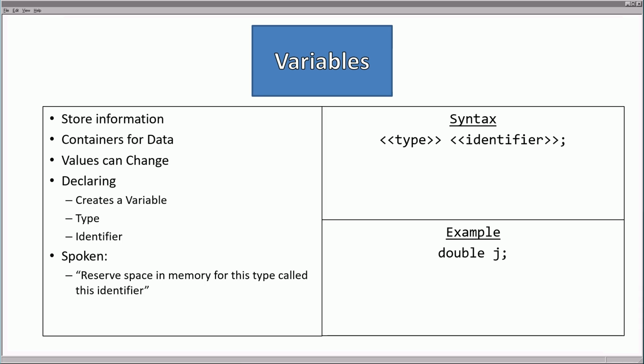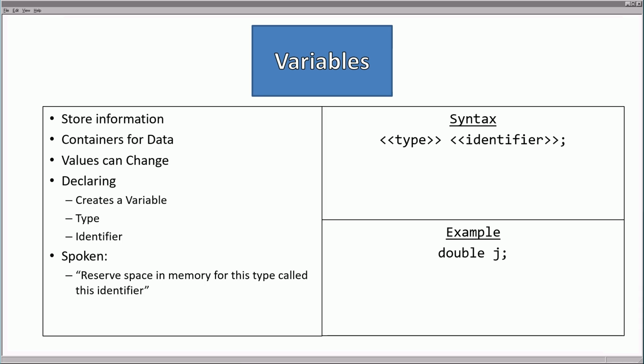Variables are effectively boxes. They are containers for that kind of data. And the values in a variable are allowed to be changed. They could be modified or mutated. The first thing that we need to do to use variables is declare them. This creates that space in memory to store that information. And the way that we create them is by using what's called a type, followed by an identifier.